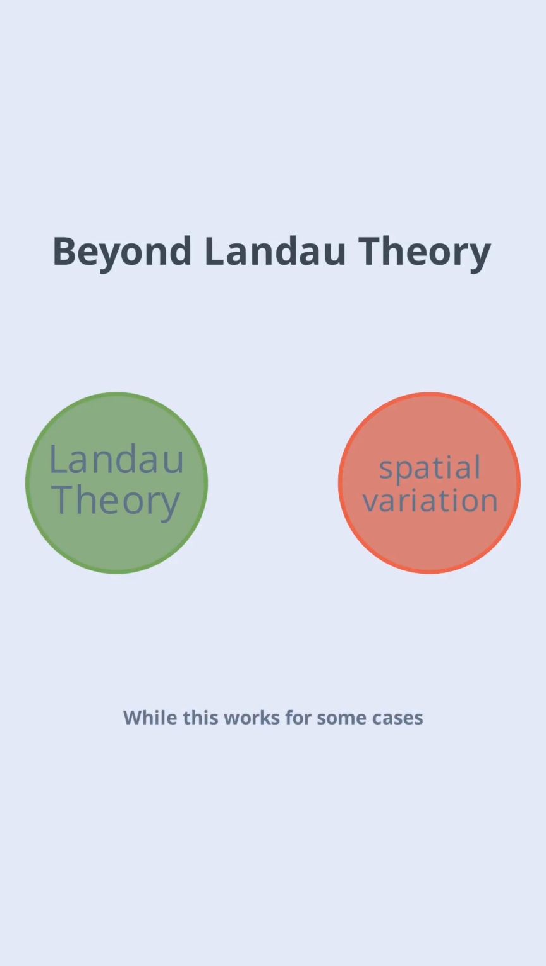While this works for some cases, it falls short when spatial variations are significant. Field theory, on the other hand, is designed to handle these variations. By treating the order parameter as a field that can change from point to point, we capture a much richer picture of the system's behavior. This is especially important in systems where local fluctuations drive important phenomena, such as phase transitions or pattern formation. Field theory thus extends the reach of classical approaches, offering deeper insights into complex systems.